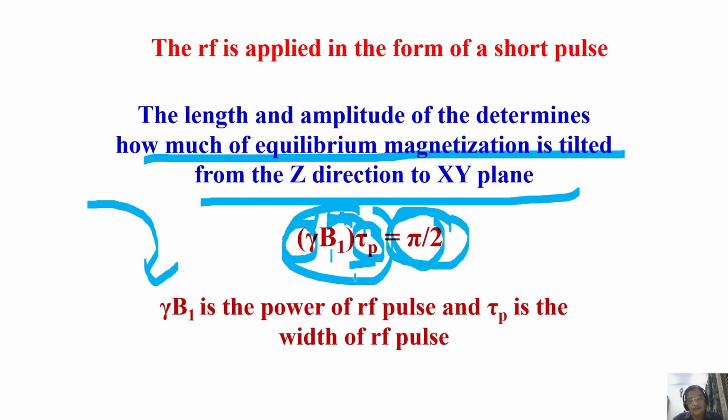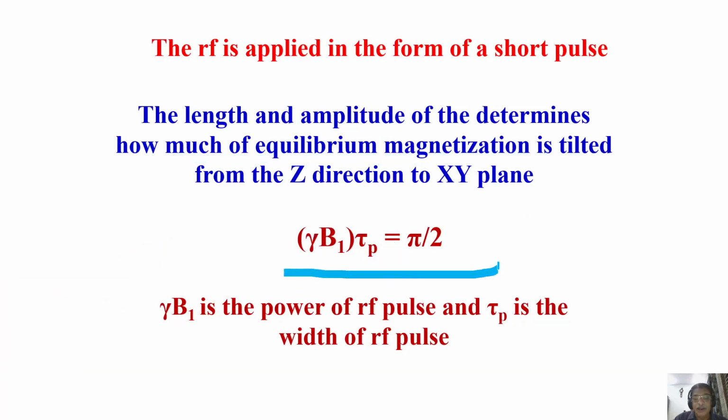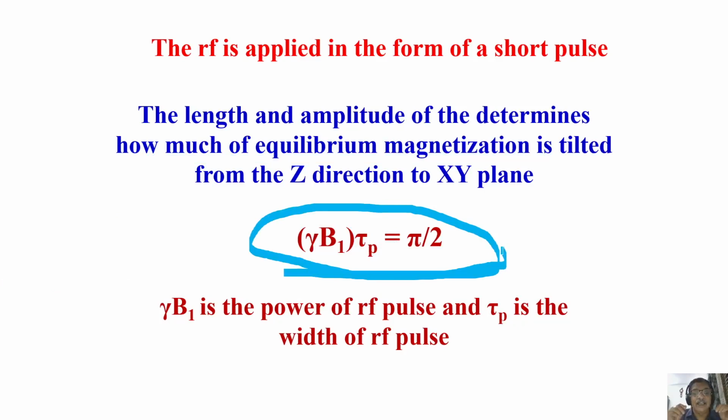If I have a radio frequency pulse, I can manipulate the power and the width of the pulse and bring the magnetization to 90 degrees. If I don't want 90 degrees, I can bring it to 180 degrees, or to 45 degrees, any angle I want. So this equation helps me calculate the tilting of the magnetization in the direction I want, by the angle I want. So please remember this equation.